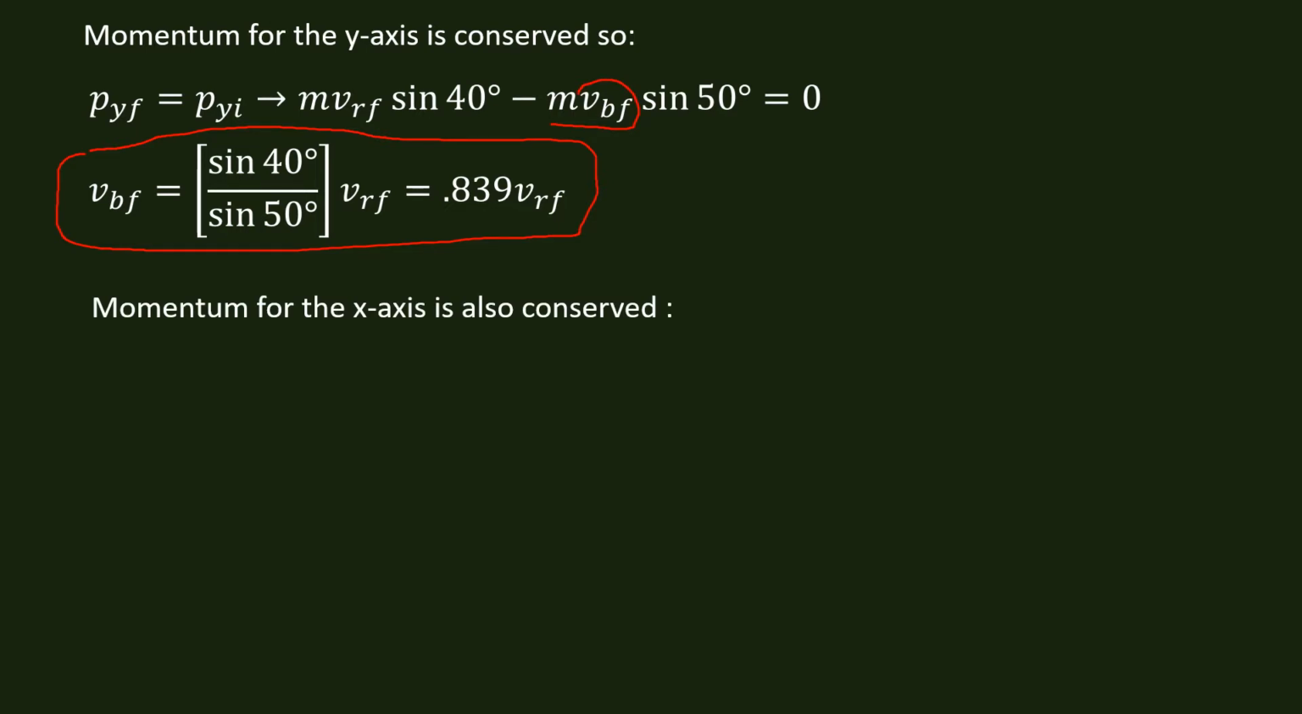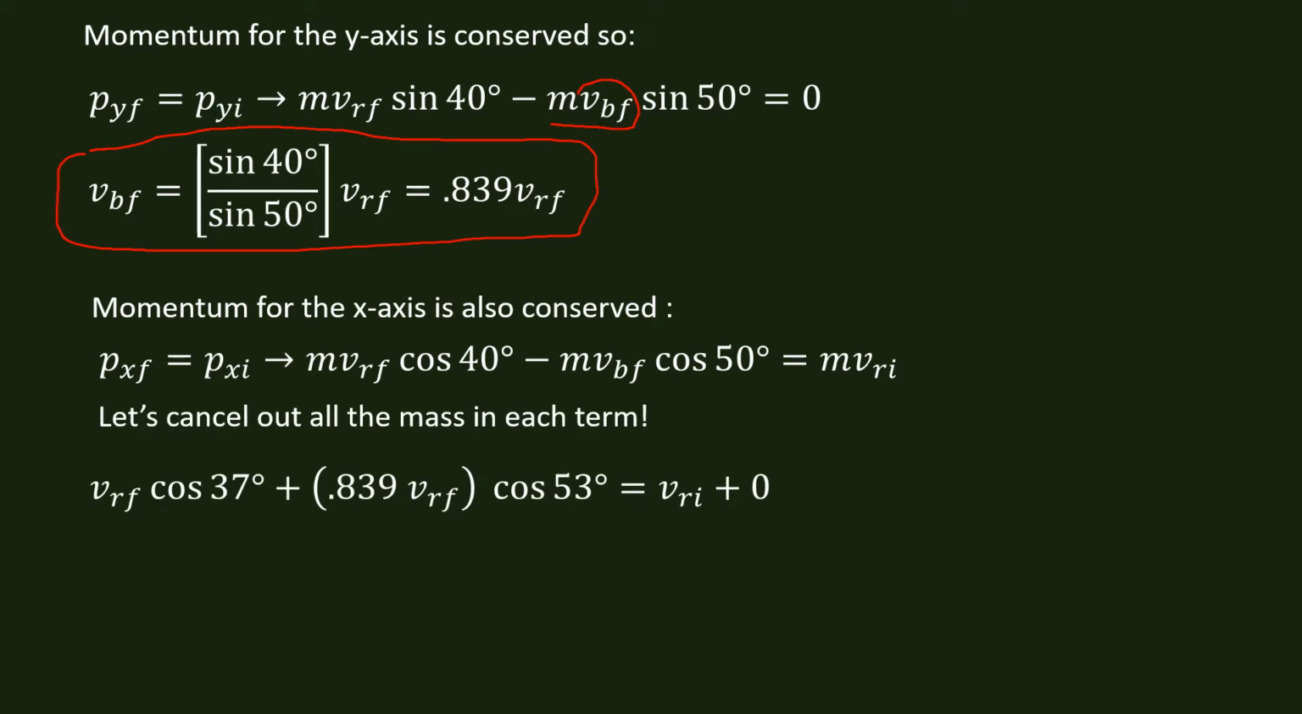So let's look at momentum on the x-axis. It's also conserved. Okay, and so we plug in the values, and all this is going to be equal to the mass, of course, whatever that is, of the initial red ball's velocity, which, if you remember, was 10 meters per second. So then we can cancel out all the masses. We don't need the masses. Each term can be canceled out, and we get this expression right here. And all we need to do now is to factor out V of RF. And then we'll have an equation that will solve for the red ball's final velocity.